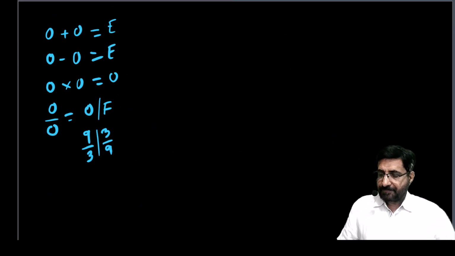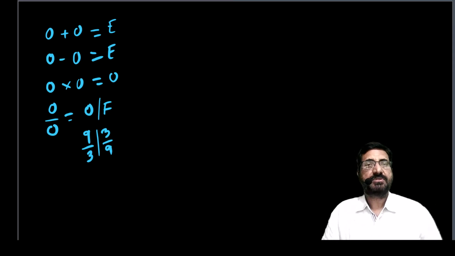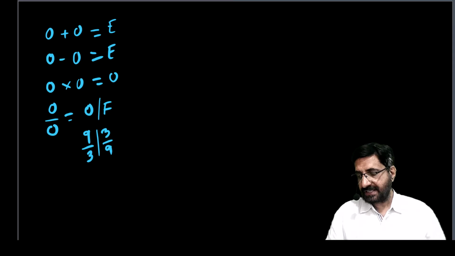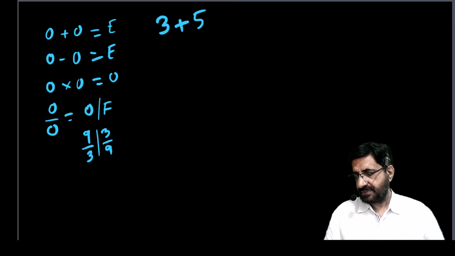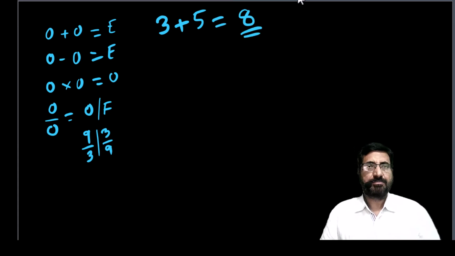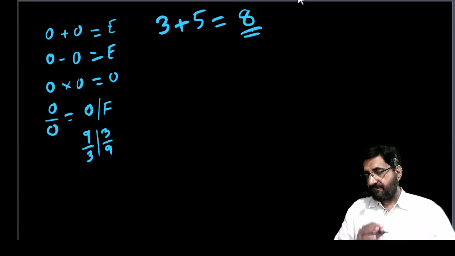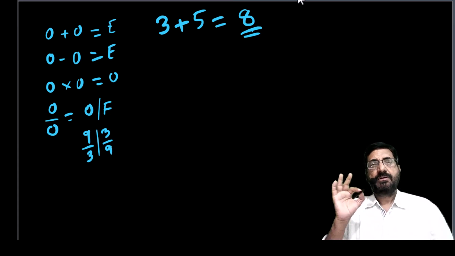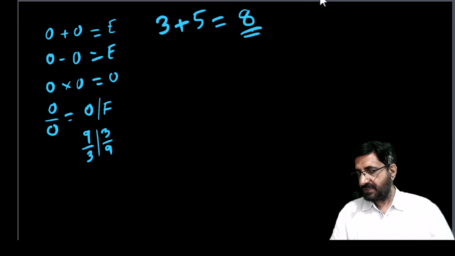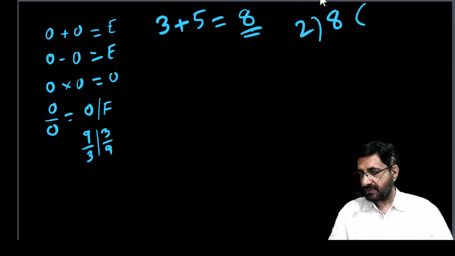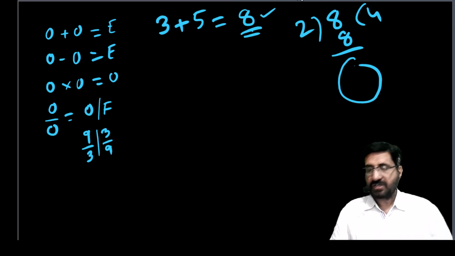So what about odd numbers? When you add one odd number with another odd number, you are going to get an even number. For example, odd numbers I told you, 3 plus 5. It is 8. 8 is an even number. What is an even number? That number or those numbers which are divisible by 2 without giving any remainder. When you divide 8 by 2, you are going to get 0 remainder. So 8 is an even number.